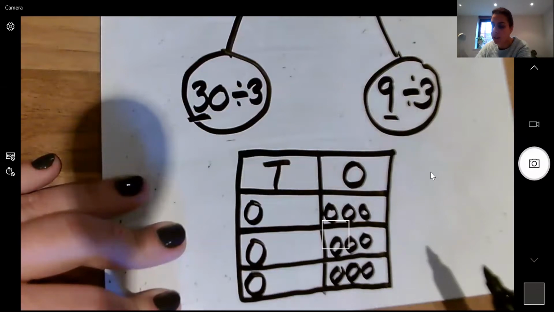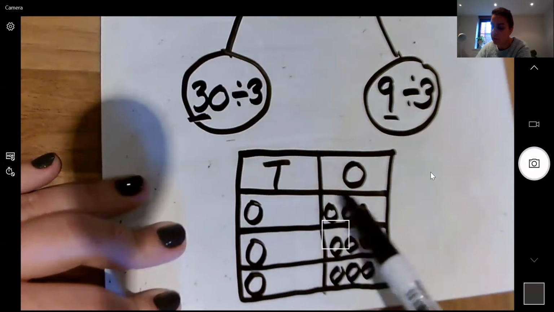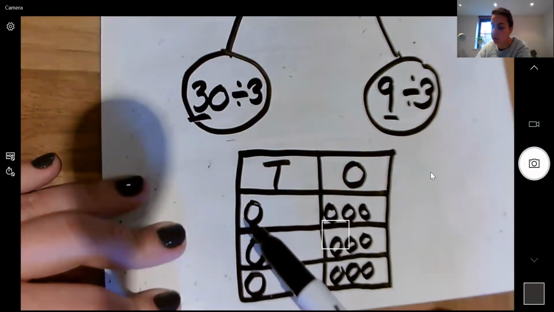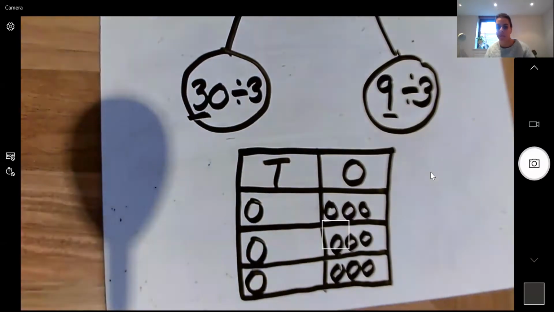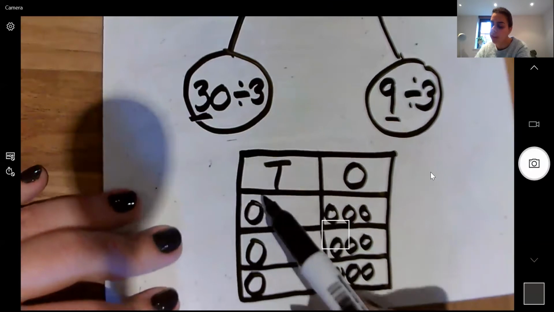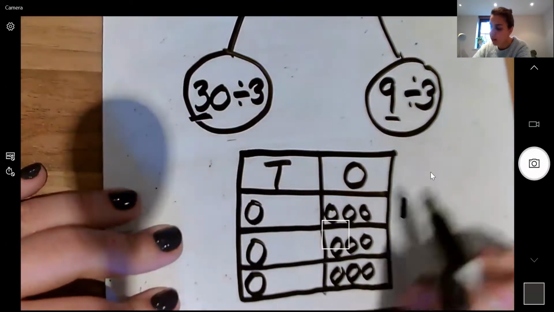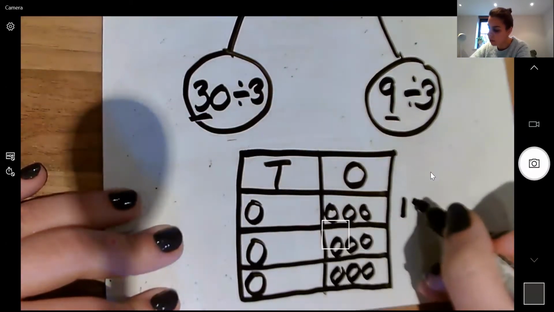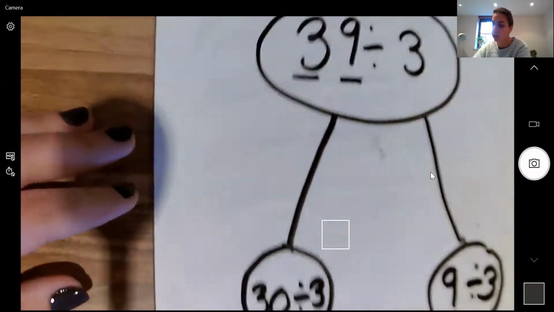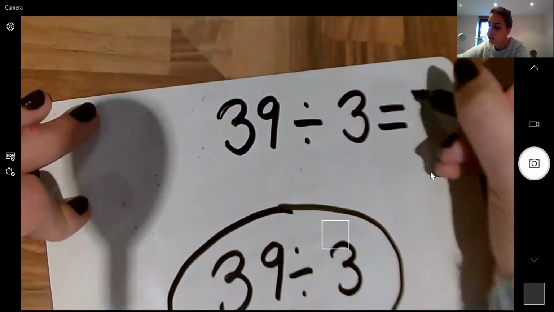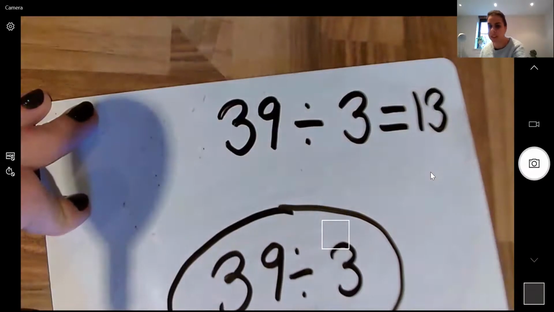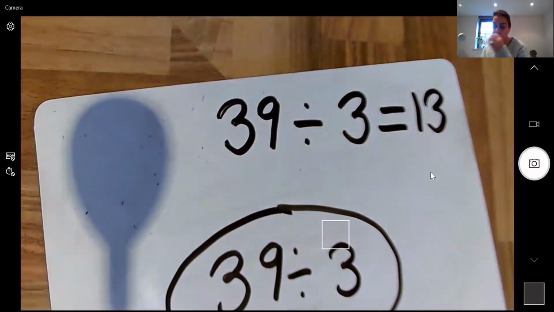Can you now write down your answer for the question? So this is how many are in one of those rows. Can you work that out for me and pause the video now? Okay, I've got 1 ten and I've got 3 ones. So the answer to my question, if I write it back up here, is 13. So if you got that, that's fantastic. Well done. That's really, really good.